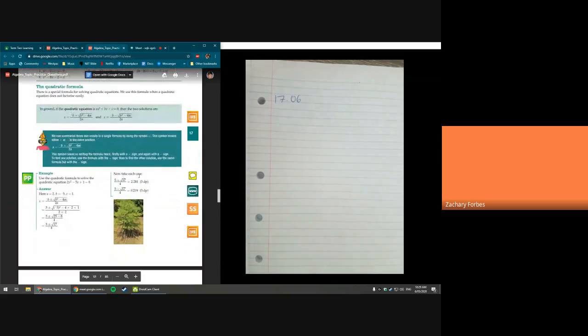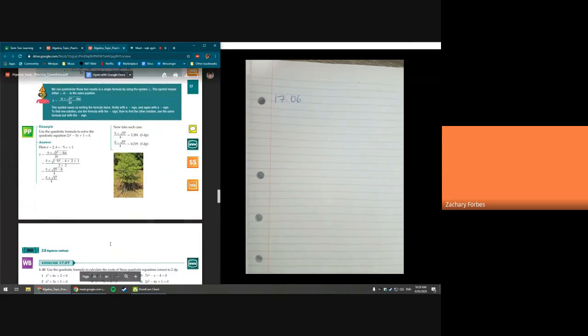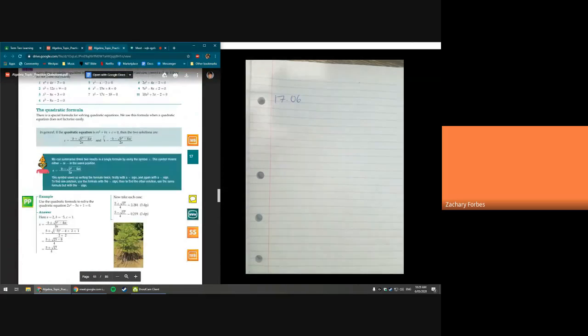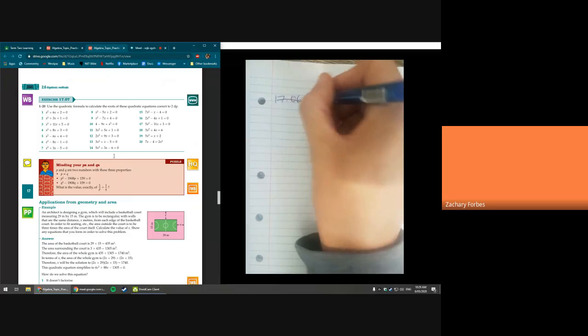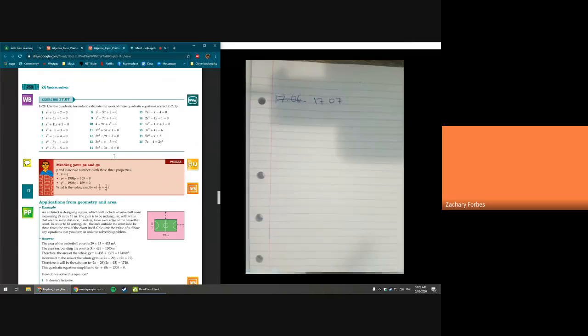Quadratic formula, you guys will definitely use. You get it on your formula sheet, so you're going to be given this information and that information on your formula sheet. So it's so easy to do. We're skipping 17.06 and just going to 17.07. I'll make a video on completing the square and I'll chuck it up on the classroom later on.